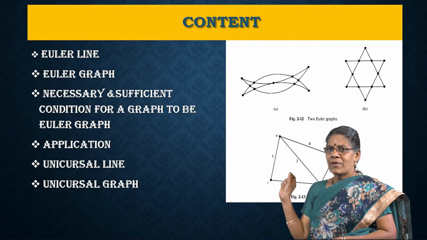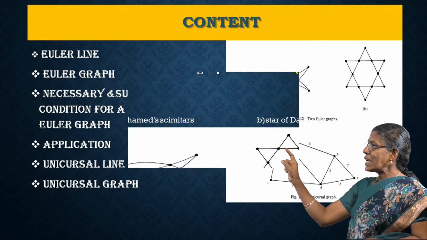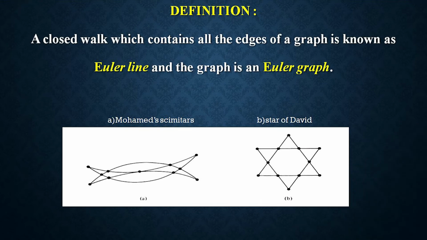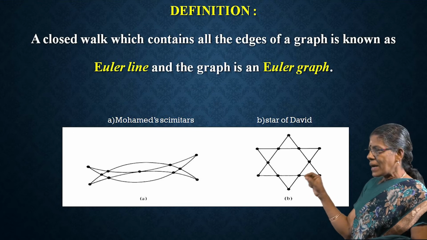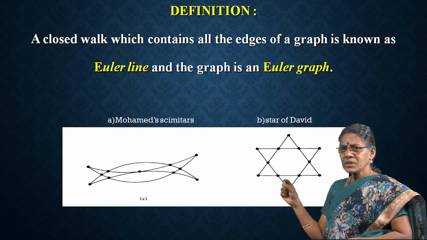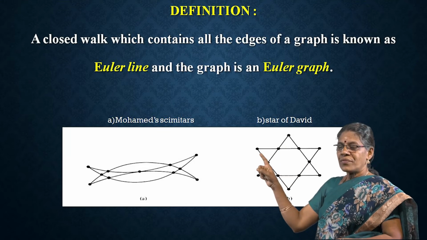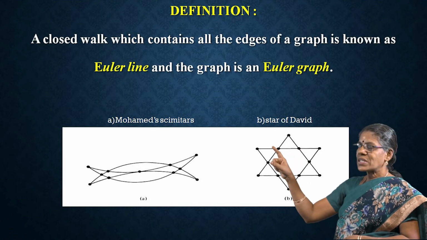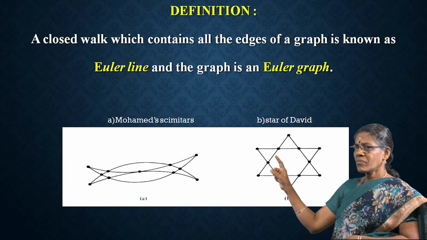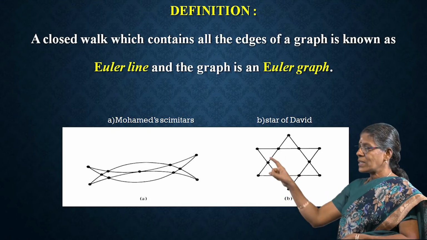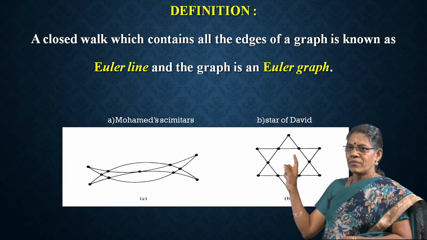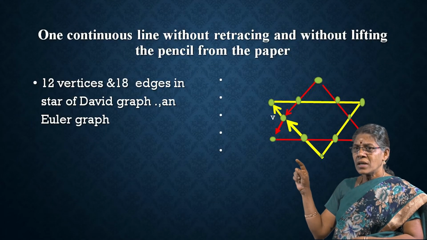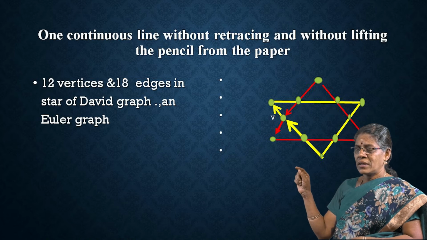So, what is the Euler graph? A closed walk which contains all edges. A closed walk which contains all the edges of a graph is known as Euler line, and the graph is known as Euler graph. Here two examples are given. Star of David is the most important example. See that a closed walk which contains all the edges of the graph is an Euler graph. Star of David.